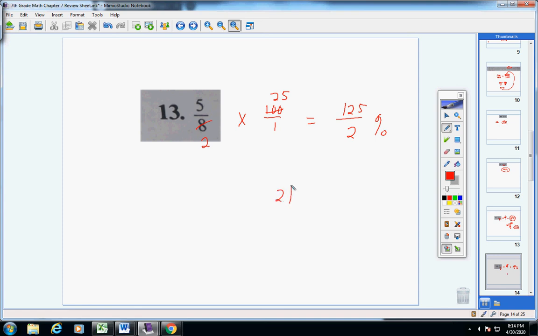So let's make this a mixed number real quick. 2 goes into 12 6 times. 2 goes into 5 twice. 1 over 2. There we go. So 125 over 2 is the exact same thing as 62.5%. Okay? So make sure for your test you know how to convert fractions and decimals to percents. Okay? Moving on to number 14.